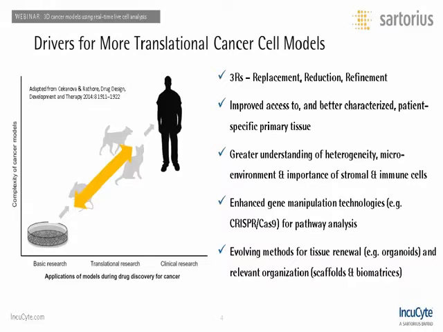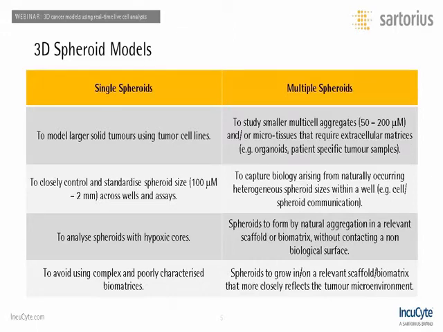So, for example, better access and use of patient-specific material can help, as well as better understanding of heterogeneity and the importance of the tumor microenvironment. In addition, advances in gene manipulation techniques, as well as improved techniques for tissue renewal, can aid further. Incorporating 3D models is very much accepted, if not mandated, in achieving more physiologically relevant in vitro cancer models.